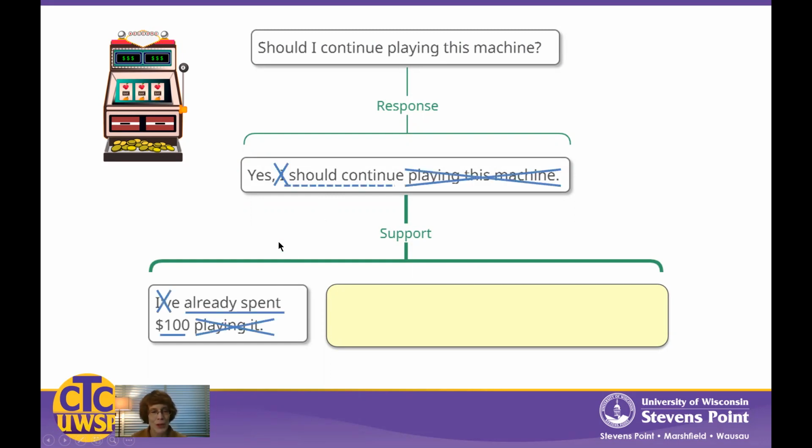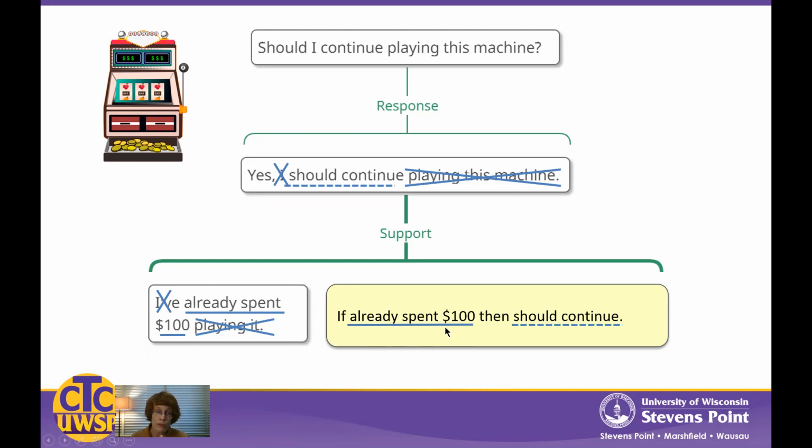So let's do that. What's in common between the conclusion and the reason is me playing this machine. What's unique to the conclusion is this notion of continuing to do something. And what's unique to the reason is this notion of having already spent $100. So if we put those two things together with an if-then, where the bit in back of the if and before the then is taken from the reason, and the bit in back of the then is taken from the conclusion, what we get is this. If already spent $100, then should continue.